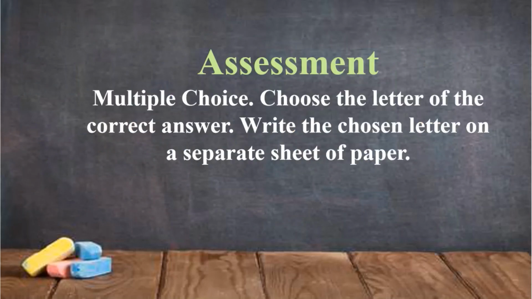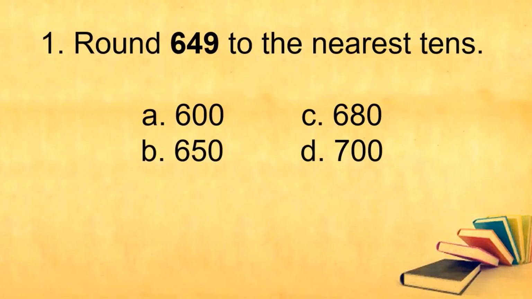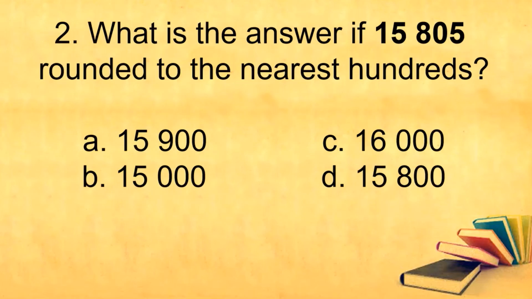Assessment. Multiple choice. Choose the letter of the correct answer. Write the chosen letter on a separate sheet of paper. Number 1. Round 649 to the nearest tens. A. 600, B. 650, C. 680, or D. 700. The correct answer is B. 650.